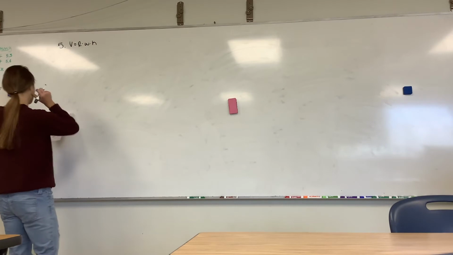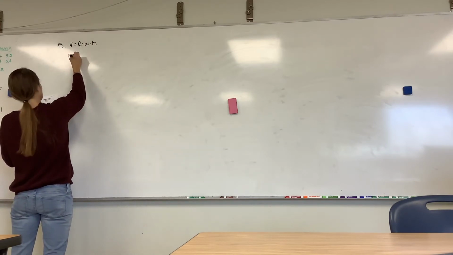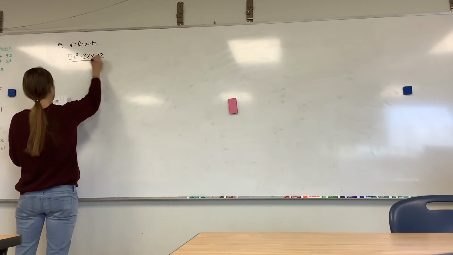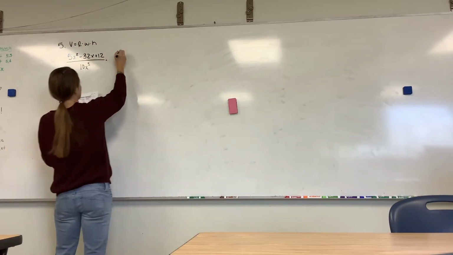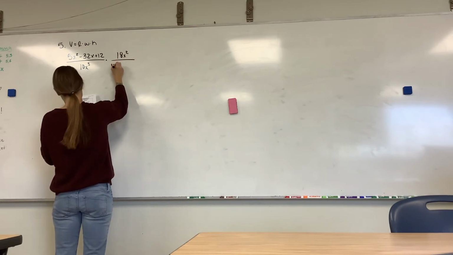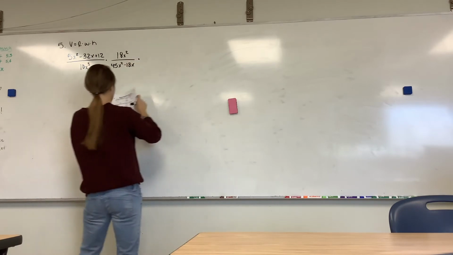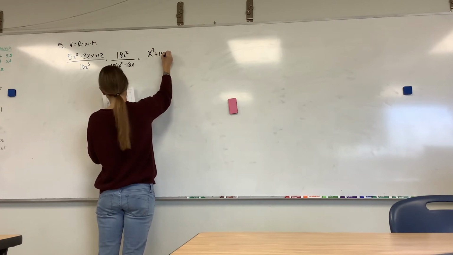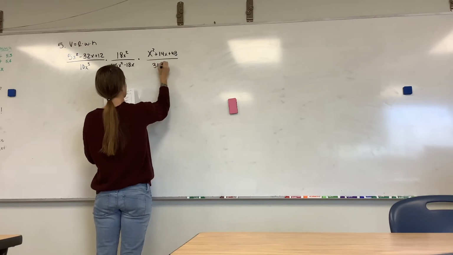Let us go ahead and start simplifying these expressions. So I have a 5x squared minus 32x plus 12 all over 10x cubed times 18x squared all over 45x squared minus 18x times x squared plus 14x plus 48 all over 36 minus x squared.